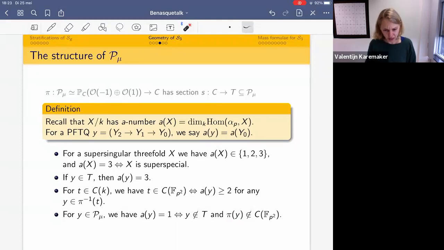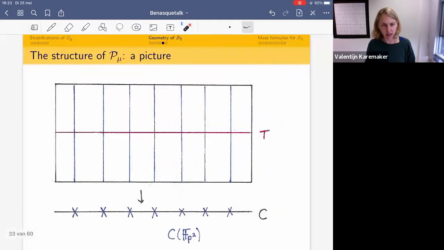Okay. So to illustrate this a bit, I've drawn this very nice high-tech picture for you. So here we have P mu.